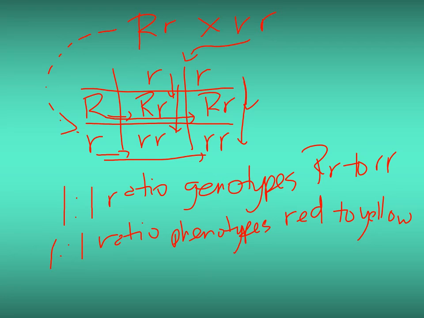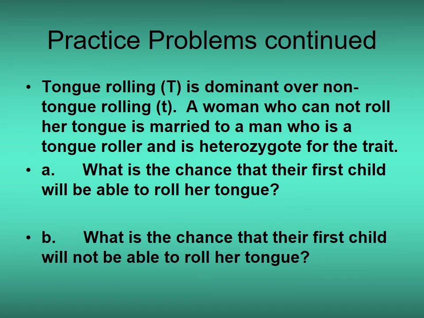So let's try another one. Tongue rolling, big T, is dominant over non-tongue rolling, little t. A woman who cannot roll her tongue is married to a man who is a tongue roller and is heterozygous for the trait. What is the chance that their first child will be able to roll her tongue?